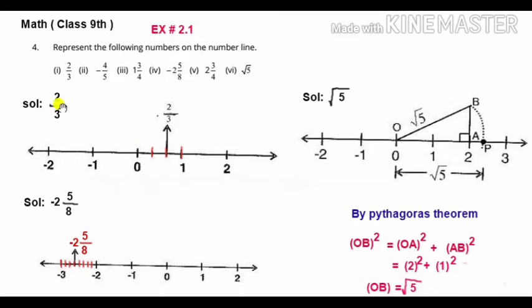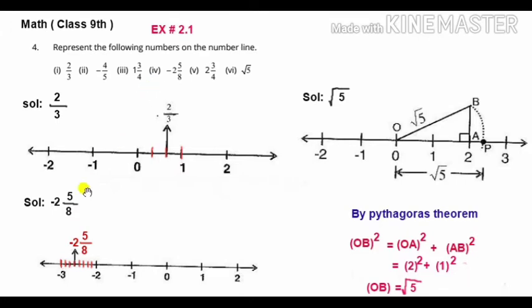Numerator is 2. Move 2 parts, and 2 by 3 lies at this point. This rational number is in proper form. Every proper rational number lies between 0 and 1 or 0 and -1. This number lies between 0 and 1 at this point.